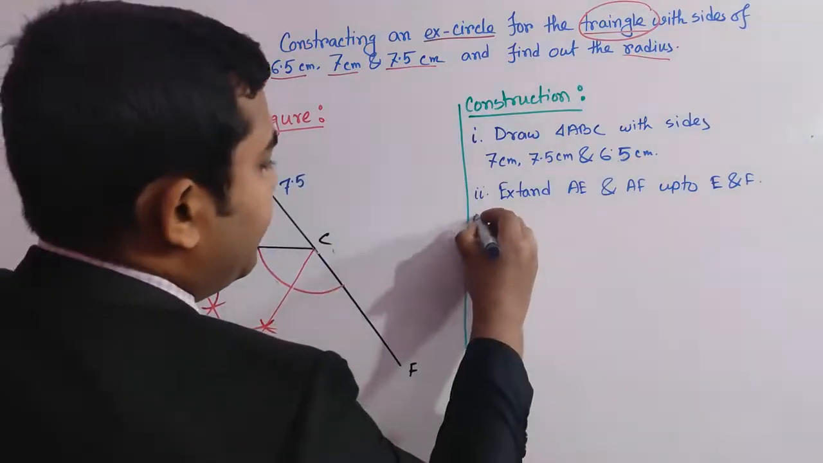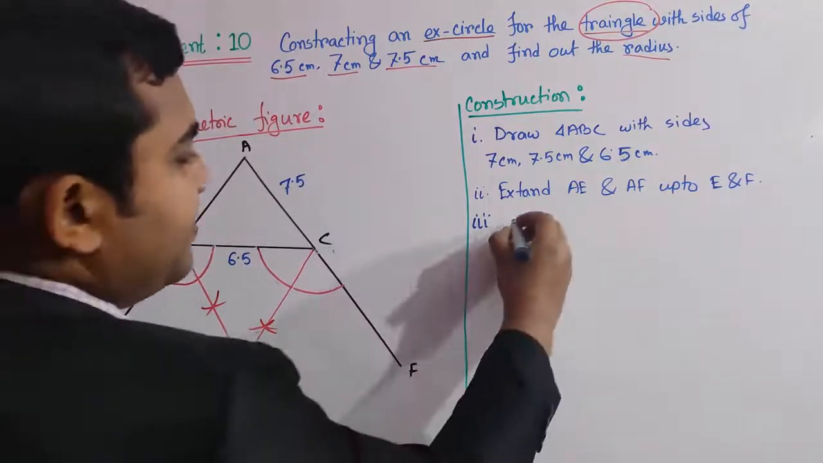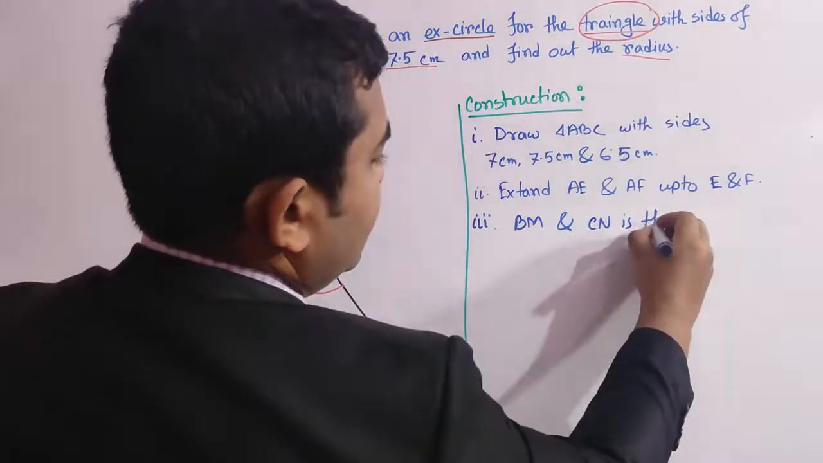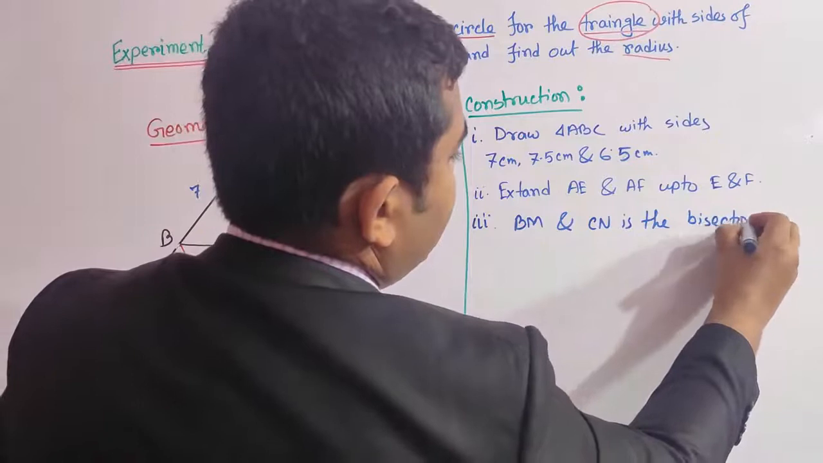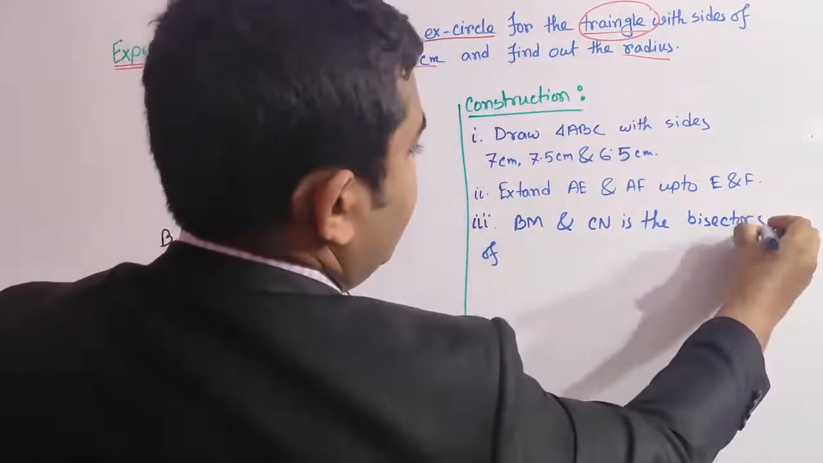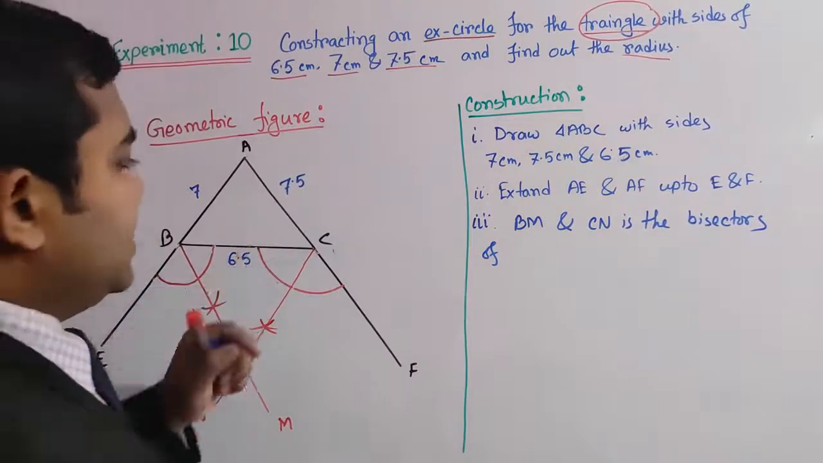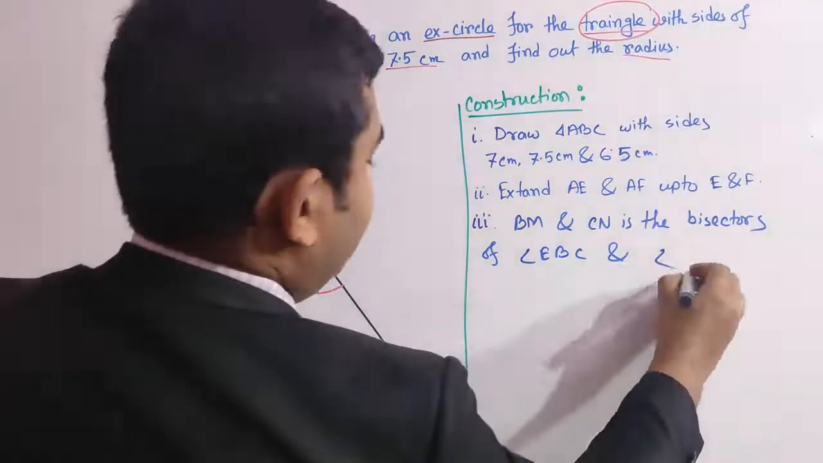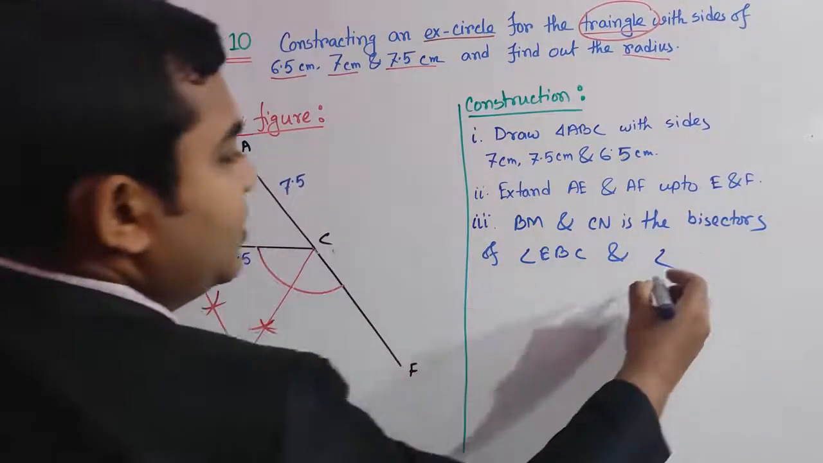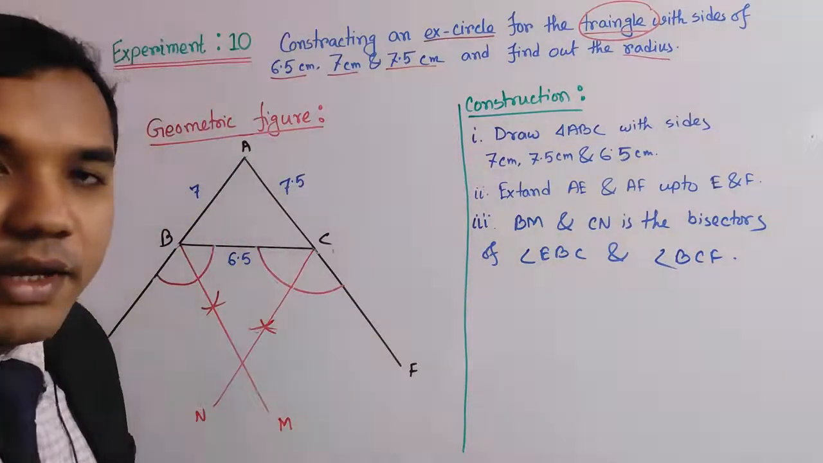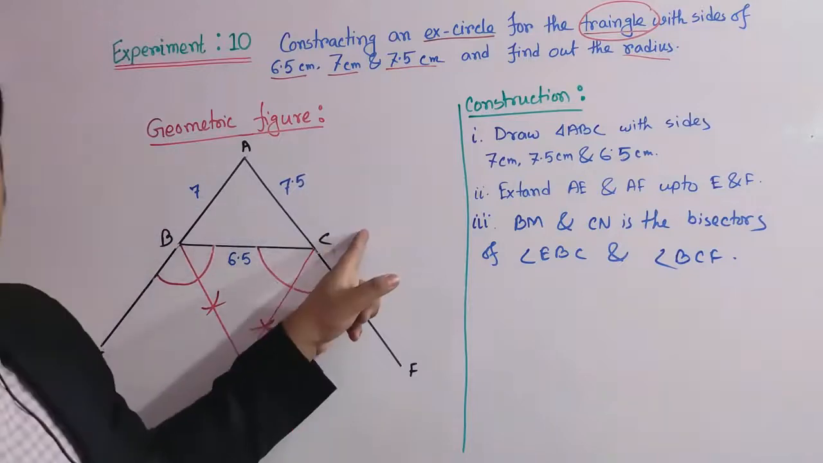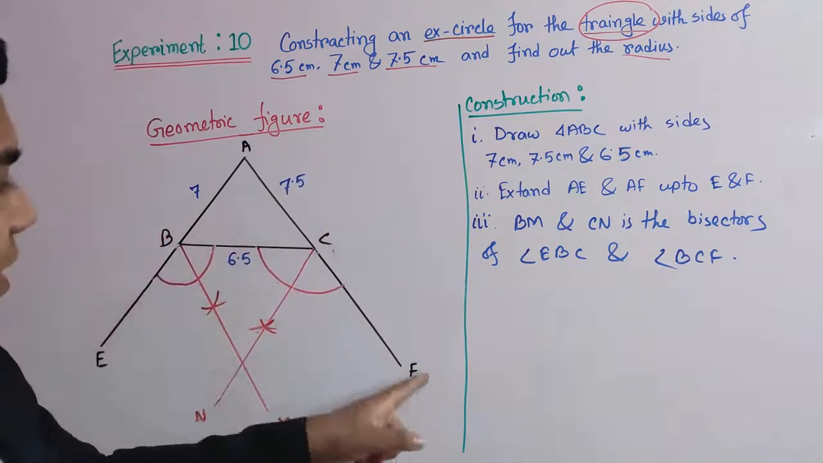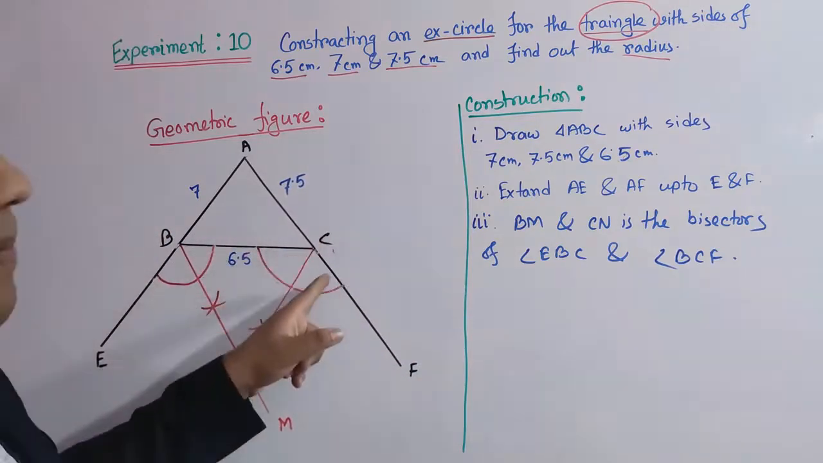So right here BM and CN are the bisectors of EBC and BCF. So what is actually happening here, dear students? BM is the bisector of angle EBC, and for angle BCF, CN is the bisector.